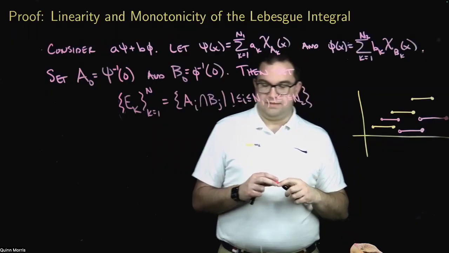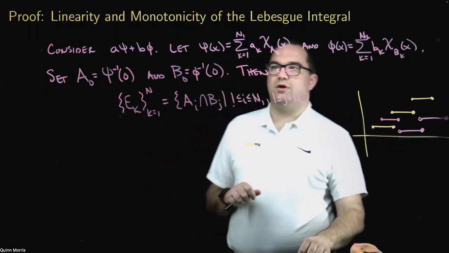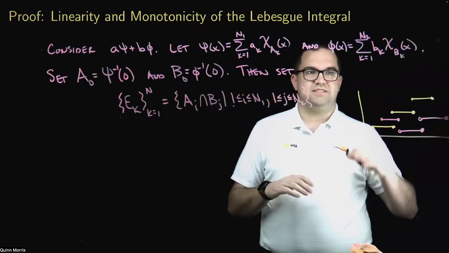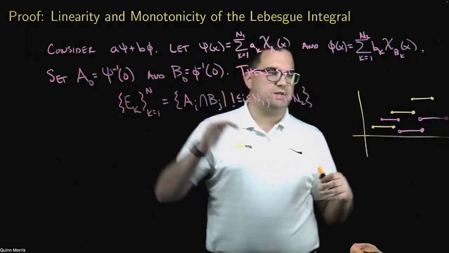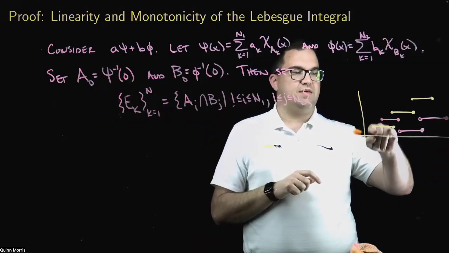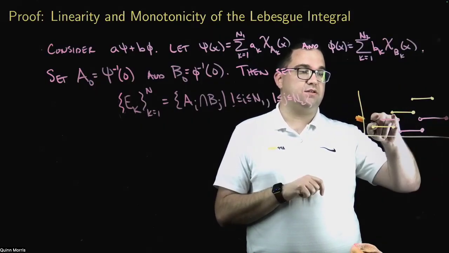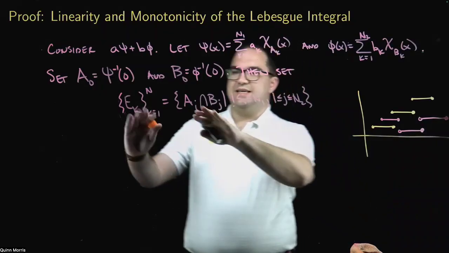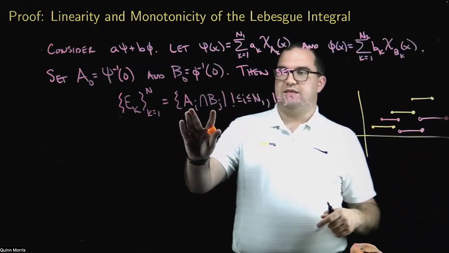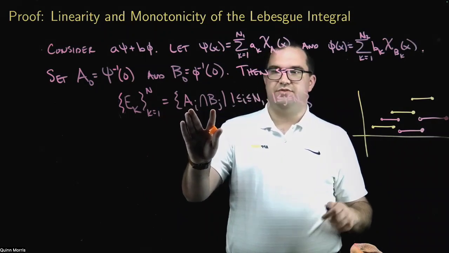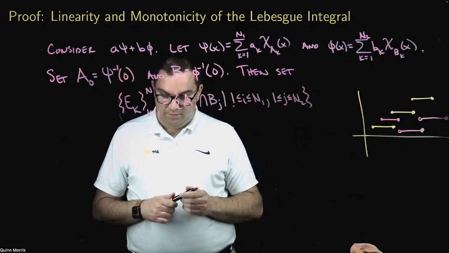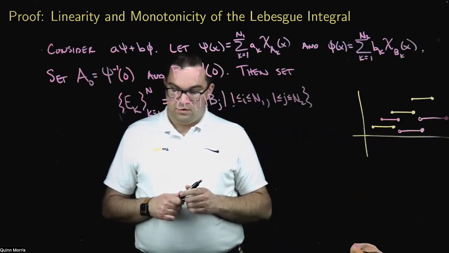Now, the problem is when I try to look at this linear combination, the sets on which this linear combination is going to be constant are going to be different than the sets on which psi is constant or the sets on which phi is constant. So what these EKs are doing is they're taking each of these. Now, some of them certainly will be empty, okay?